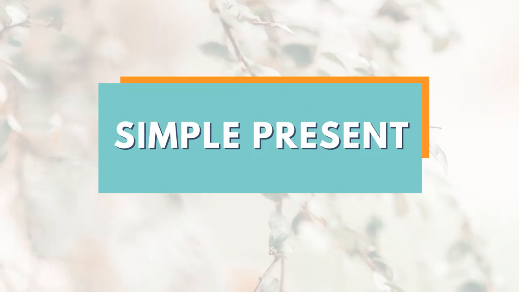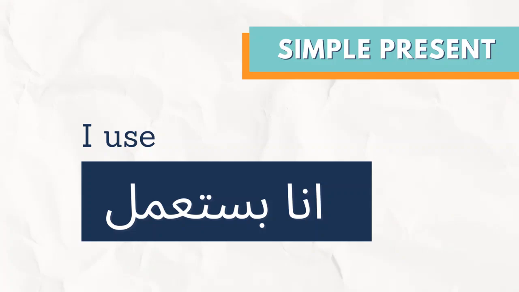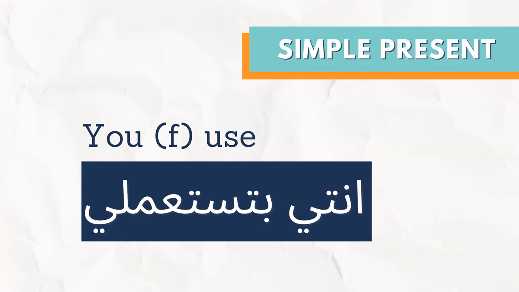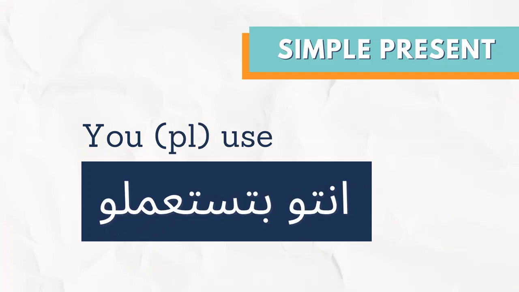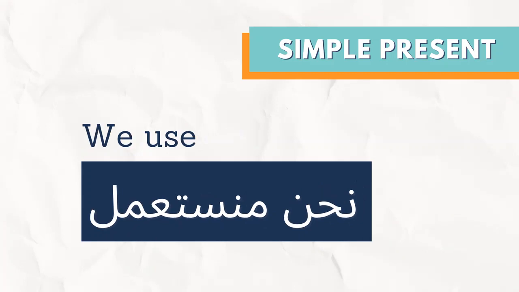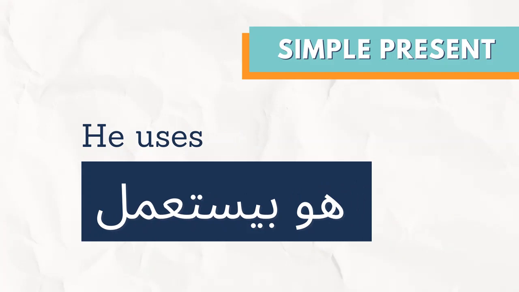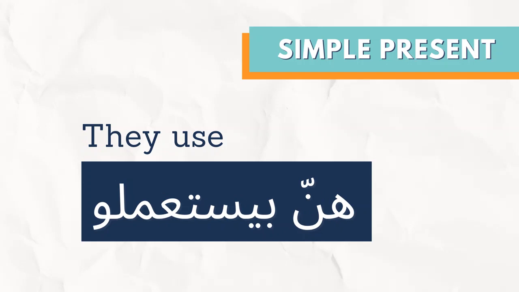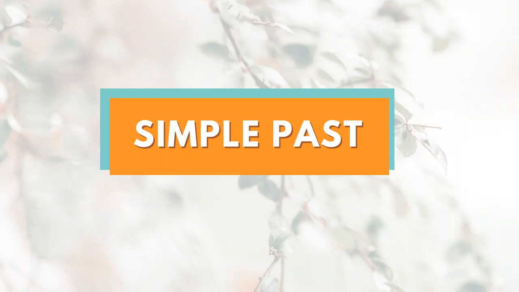How do we conjugate the verb in the simple present? أنا بستعمل. أنت بتستعمل. أنتي بتستعملي. أنتو بتستعملوا. نحن بنستعمل. هو بيستعمل. هي بتستعمل. هنن بيستعملوا. Let's see how we conjugate the verb in the simple past.